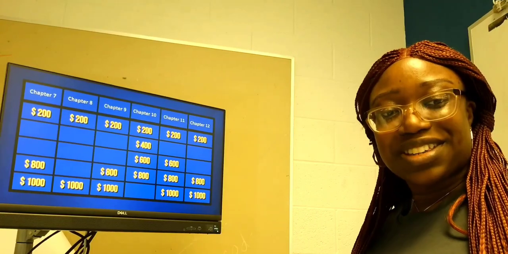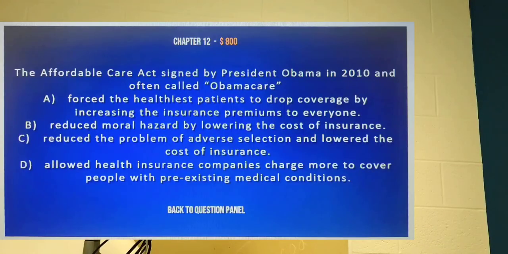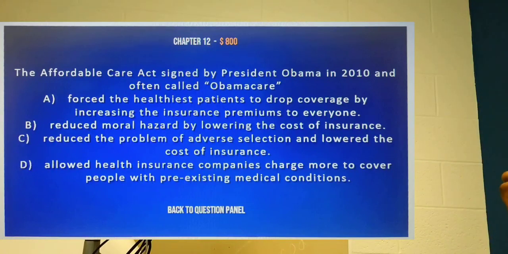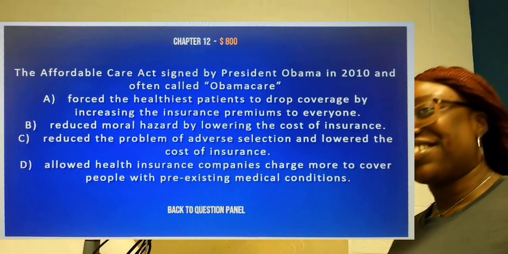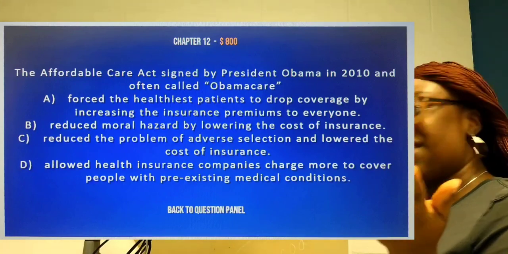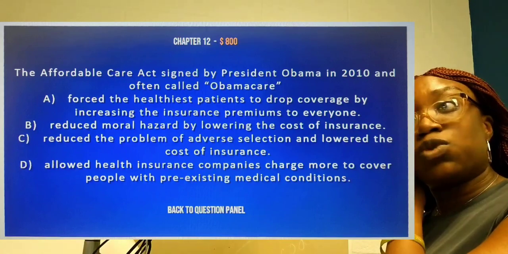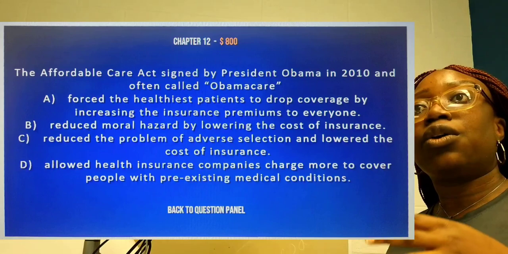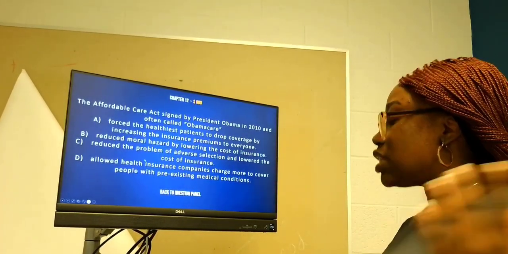Who is next? Group 2. Pick your question. 12,800. The Affordable Care Act signed by President Obama in 2010 and often called Obamacare... Going. How sure are you? But you go with C. Yeah. You're correct. Adverse selection. So we know that Obamacare made it more affordable for low-income earners to be able to afford healthcare, right? And that reduces the problem of adverse selection because now insurance companies or hospitals cannot discriminate who they are going to treat. So that is C.